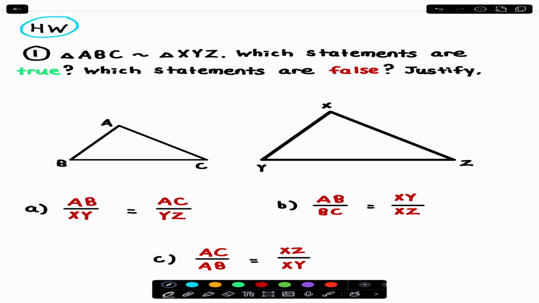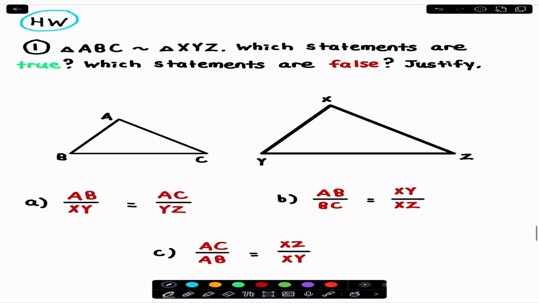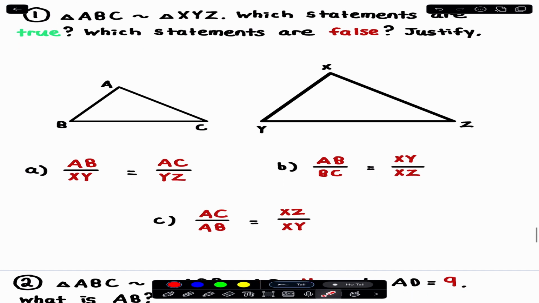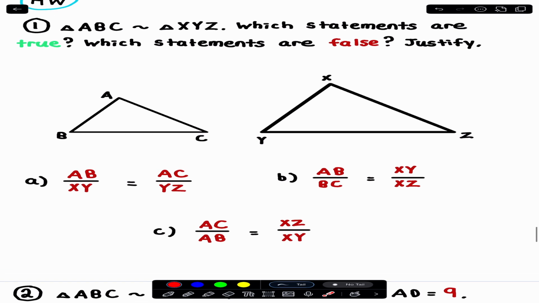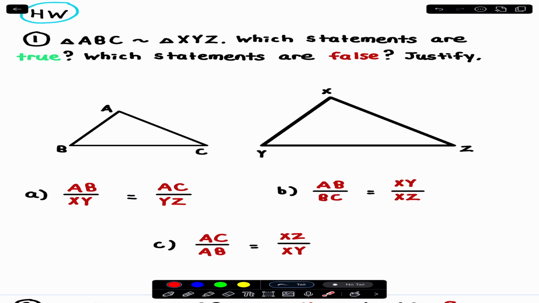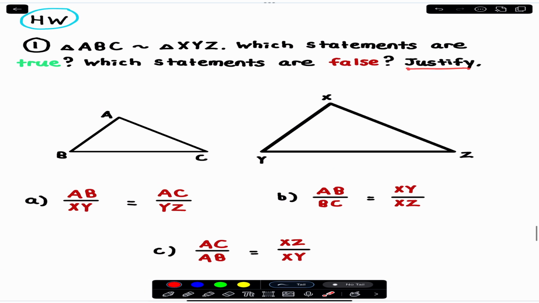All right, so you have 3 problems. The first one is a true-false one. I've given you 3 statements, and some are true, some are false. So tell me which ones and justify. So this one is really focused. I've given you a picture here to help you, but let's say even if you didn't have that, this is just to really help you write out these ratios properly.